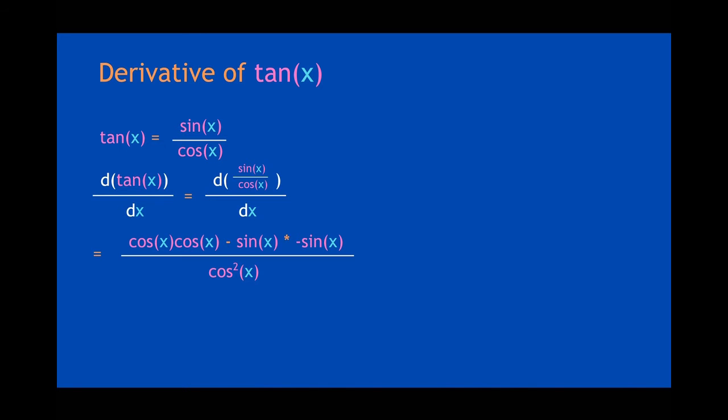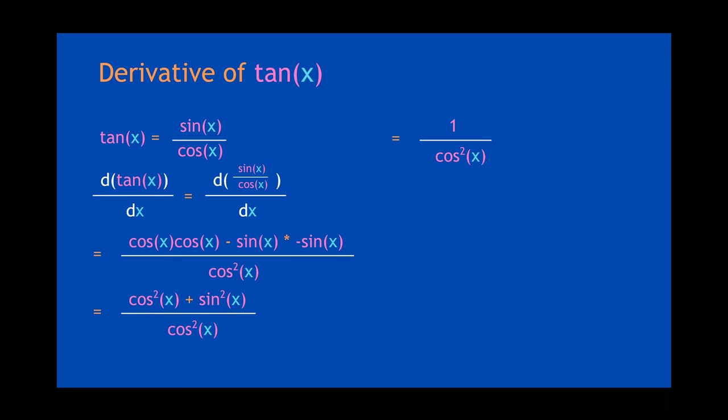From here, let's simplify a little bit. So we'll have the cosine squared of x plus the sine squared of x, all divided by the cosine squared of x. Now, as we know from our trig identities, the cosine squared of x plus the sine squared of x is equal to 1. So what we'll have is 1 over the cosine squared of x.